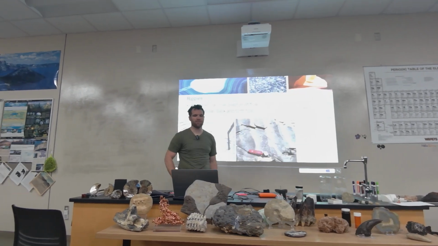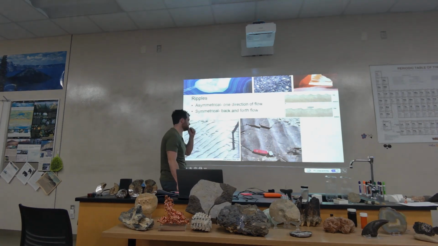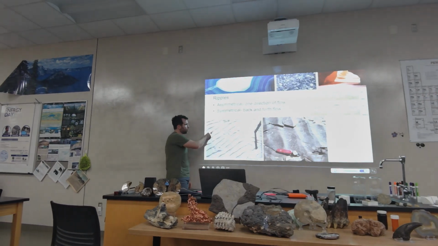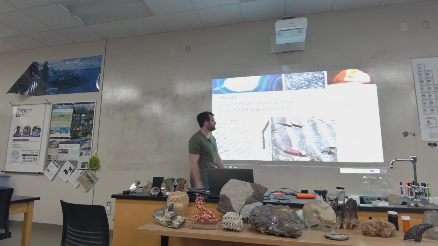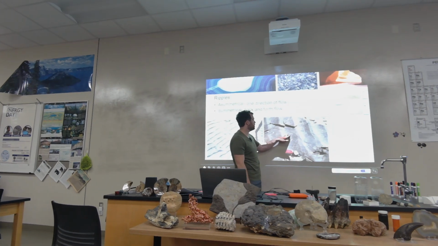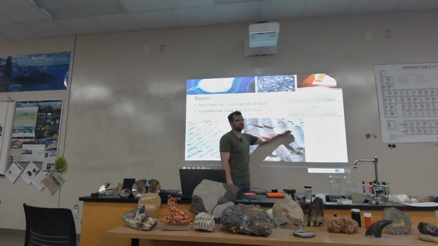Let's talk a little bit more about those ripples. There are two types of ripples. Asymmetrical ripples, where one side is steeper and one side is more gentle. And symmetrical ripples, where both sides are symmetrical to each other.